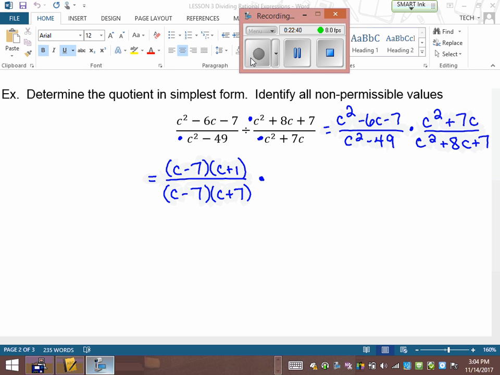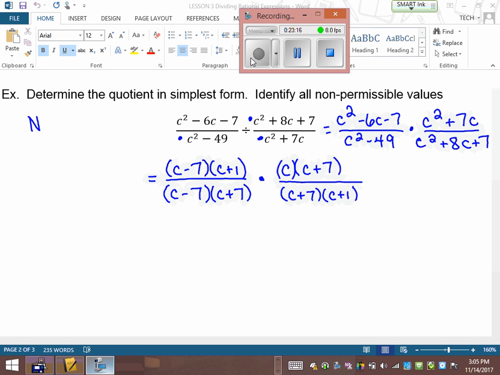So I flip them now. So now on the top right, what can I do? Because I have a multiplication, you take out a C. The bottom right I can factor. What multiplies to give me 7 and adds to give me 8? 7 and 1. So C +7, C +1.